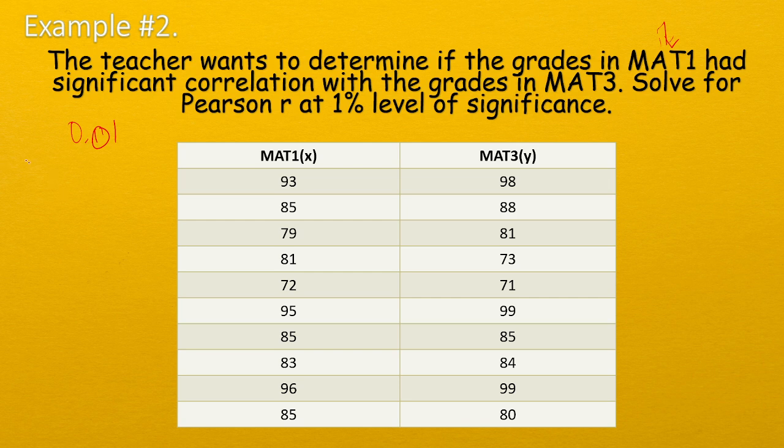So, yung N natin is equal to 10, meaning to say our degree of freedom is equal to N minus 2. Degree of freedom is equal to 10 minus 2. So, that is equal to 8 na yung degree of freedom natin. Okay, ganun pa rin. Fill out lang natin yung mga table na kailangan.